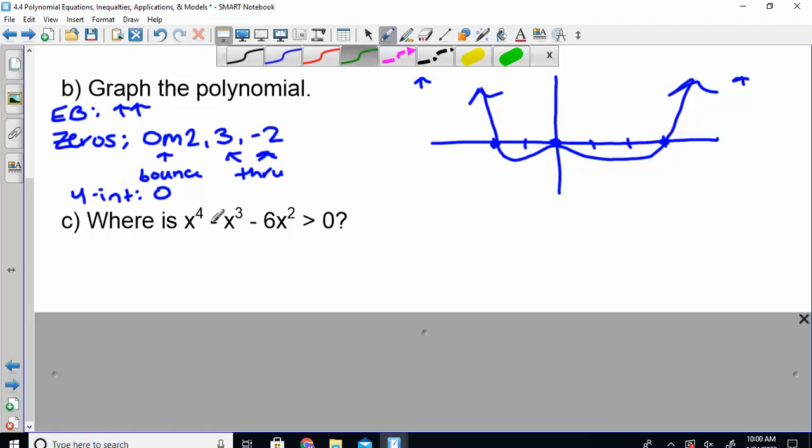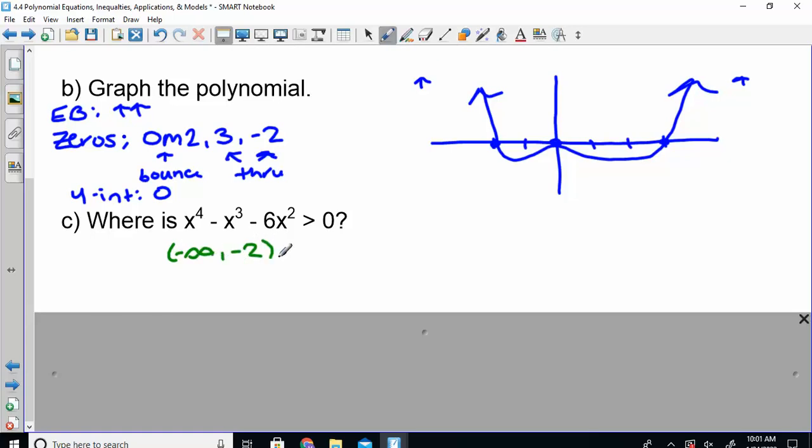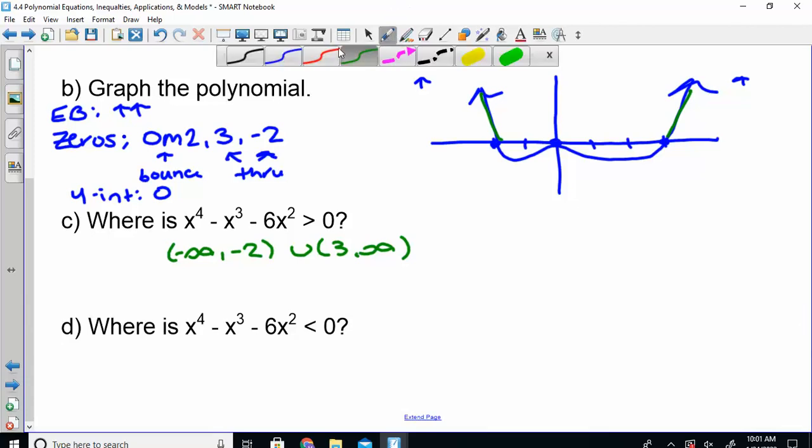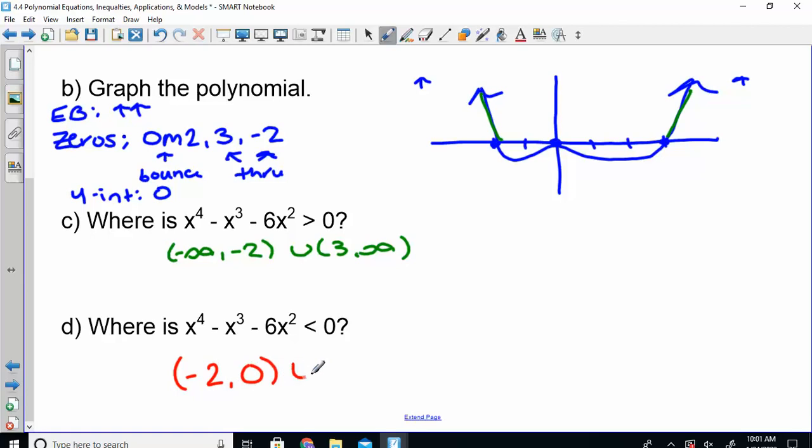Close. Alright, if I want to know when this one is greater than 0, where is it above the axis? Negative infinity to negative 2, and 3 to infinity. It's above the axis here and here. Right, what about less than? Where is it below? -2 to 0, and 0 to 3.